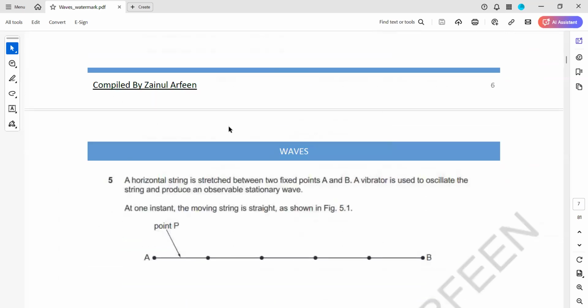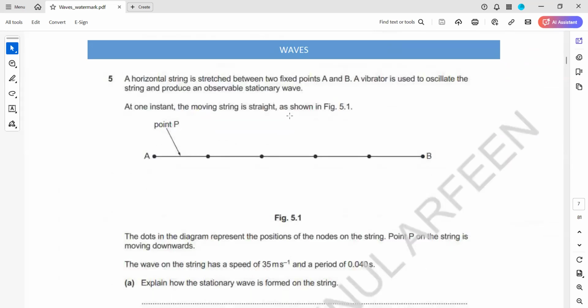The questions are not in order because from different past papers, these questions are cropped. So you don't find the order of the question number correct. That's according to the past exam papers.